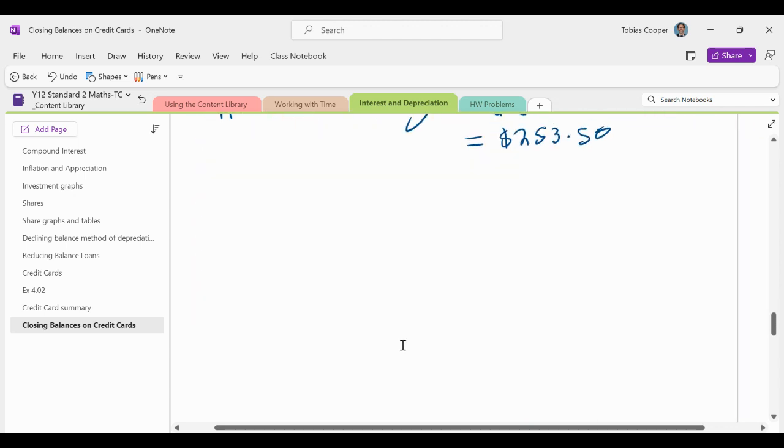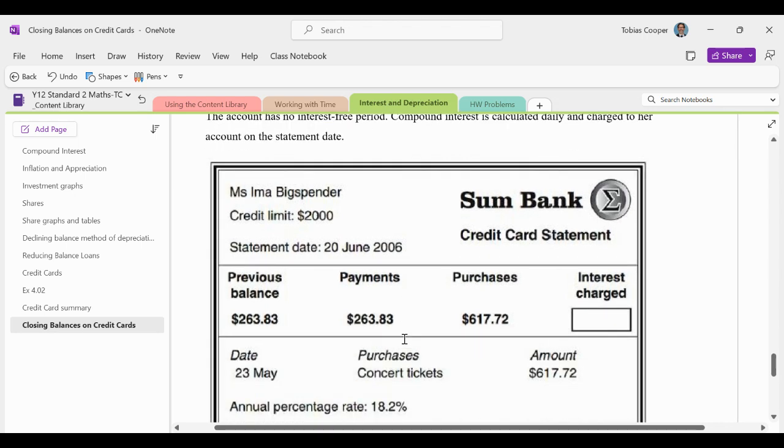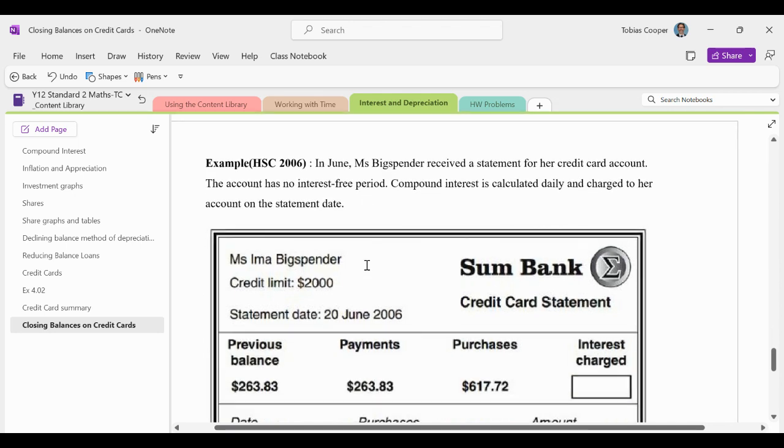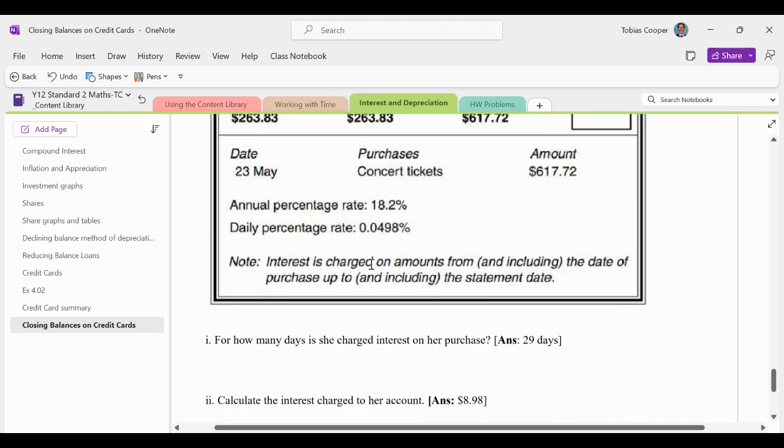Okay, last question. All right, also from the HSC 2006, in June, Miss Big Spender received a statement for her credit card account. The account has no interest-free period, compound interest is calculated daily, and charged to the account on the statement date. Here it is, here's the statement. For how many days is she charged interest?